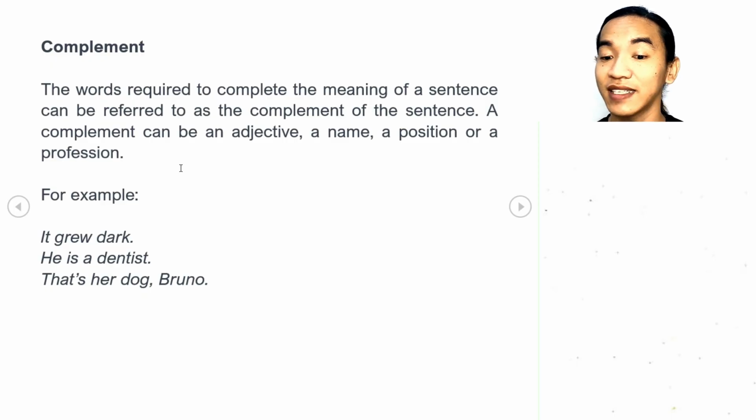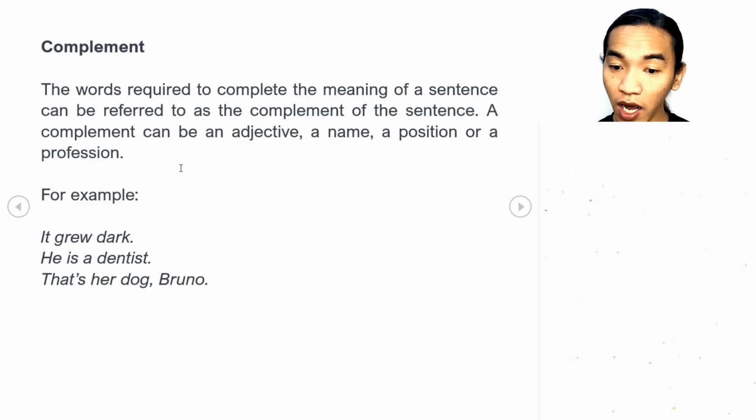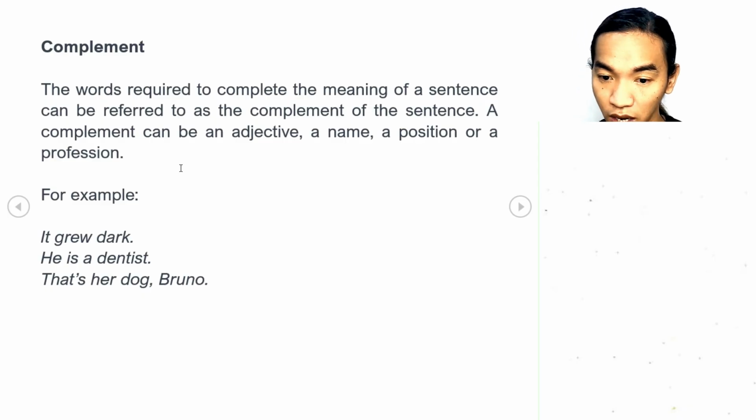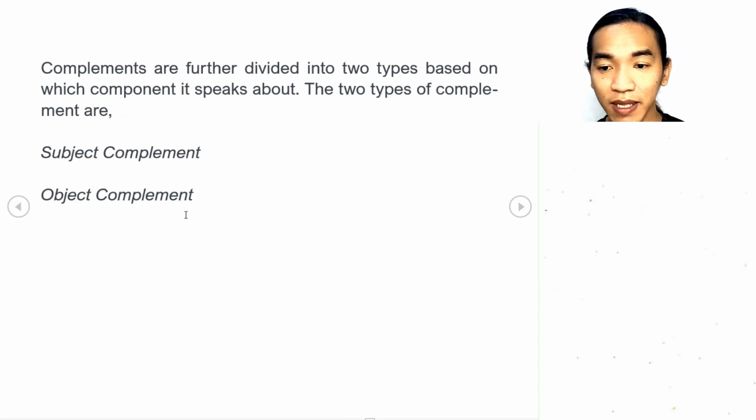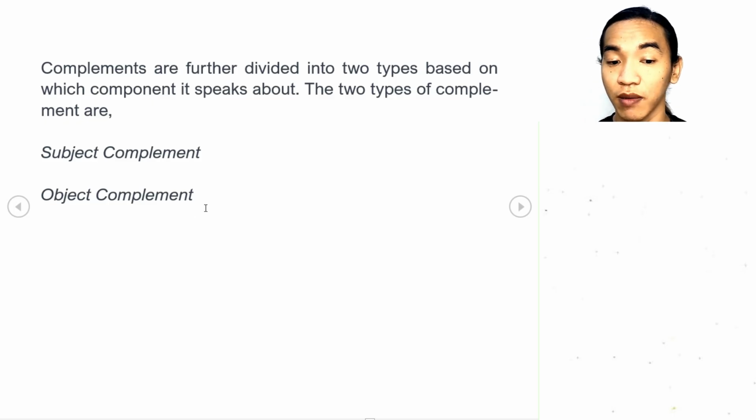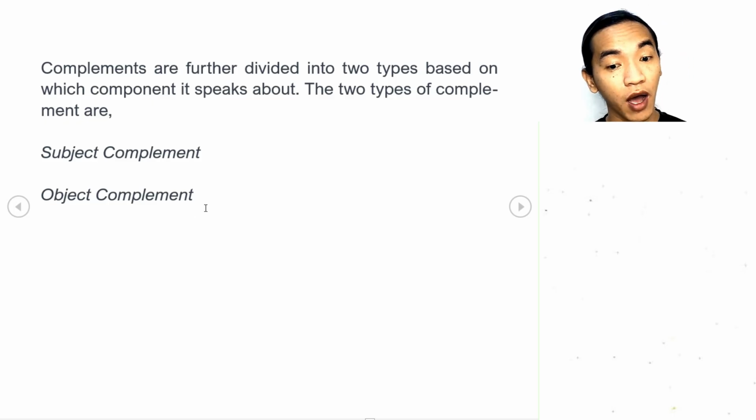He is a dentist. Dentist is your complement. That's her dog, Bruno. Dog is your subject, and Bruno is your complement, in this case. So complements can be of two kinds: we have the subject complement or the object complement.